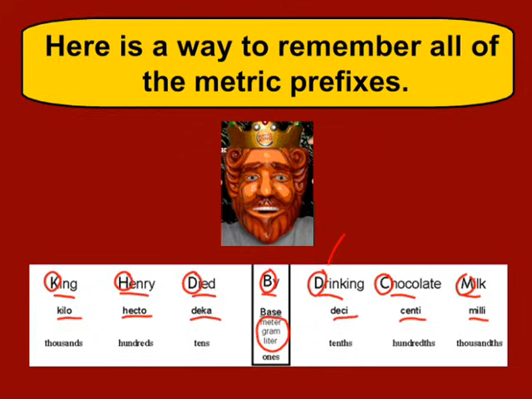Now you'll notice there are 2 that start with D. One is for deci and one is for deca. Just remember that deca is on the same side as kilo. Deca is on the same side as kilo. Now here's how you use this little mnemonic device to convert metric units.